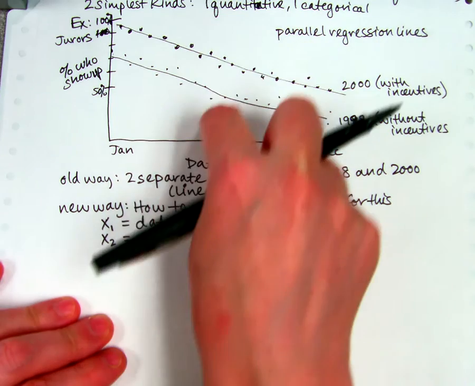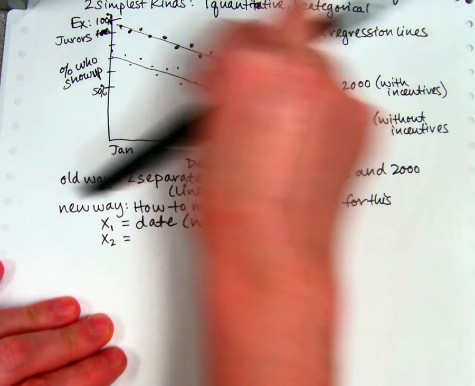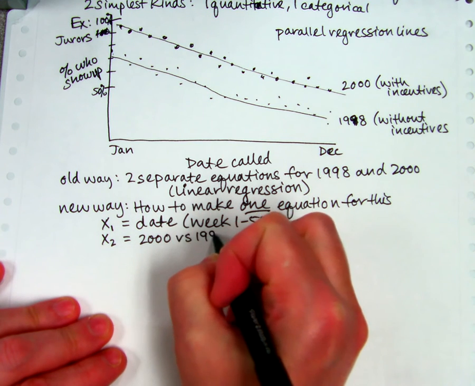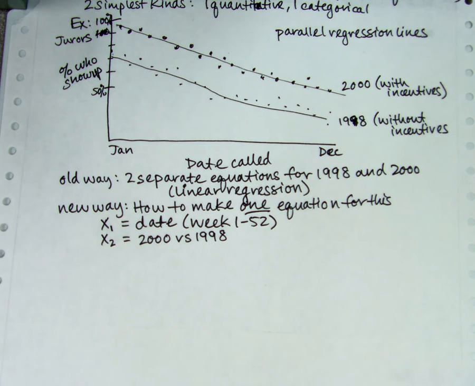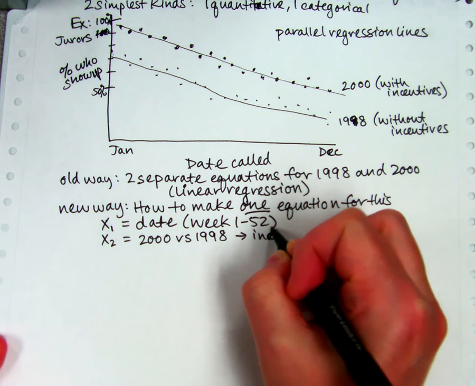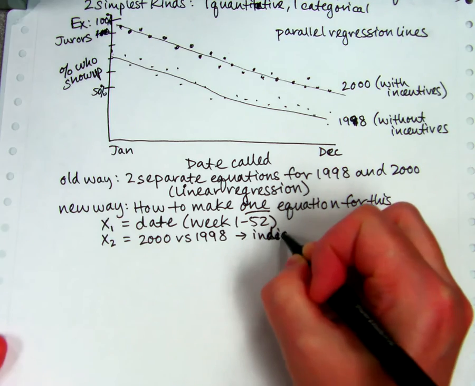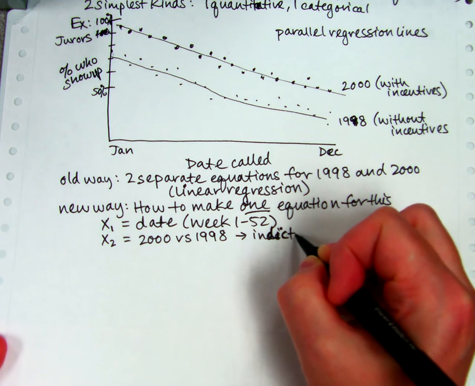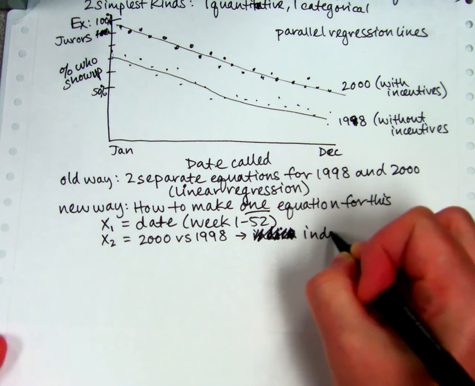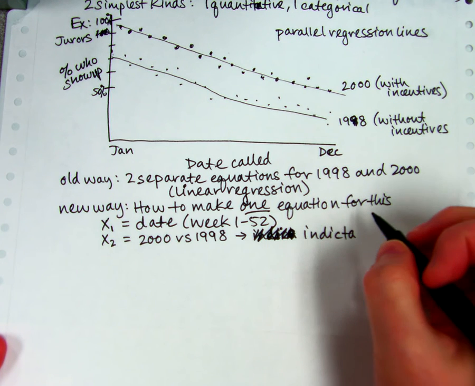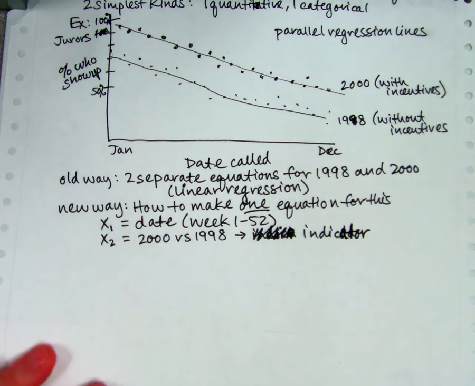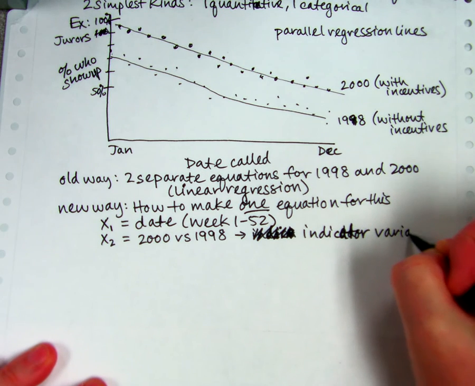X2 represents which of these data sets it is in. Is it in the 2000 data or the 1998 data? So we're going to just have a second variable that tells us which year we're talking about. And that is called an indicator variable. It's categorical, but we're going to make it kind of look like a quantitative so we can plug it into an equation. I can't spell while I'm talking. I'm going to write that all over again. Sorry about that. So it's the indicator variable that indicates which year it is.